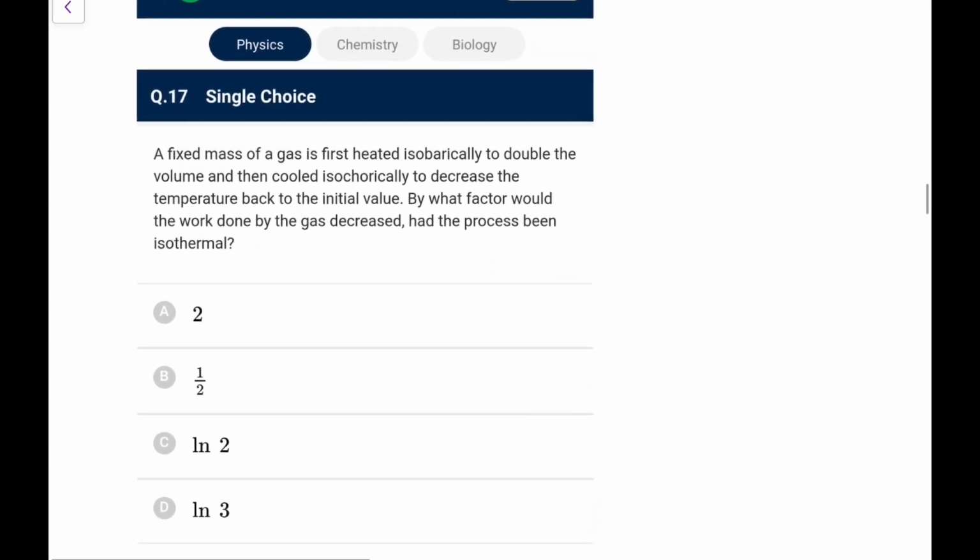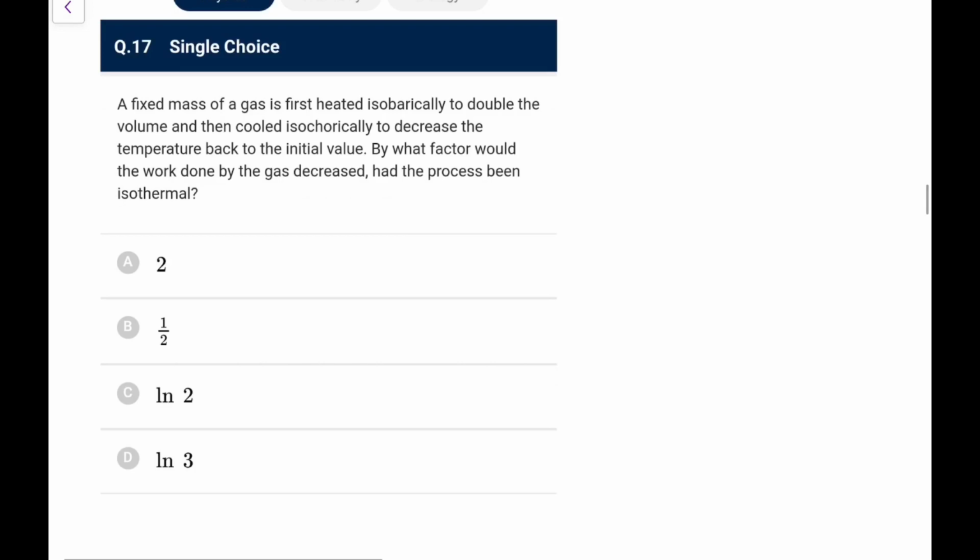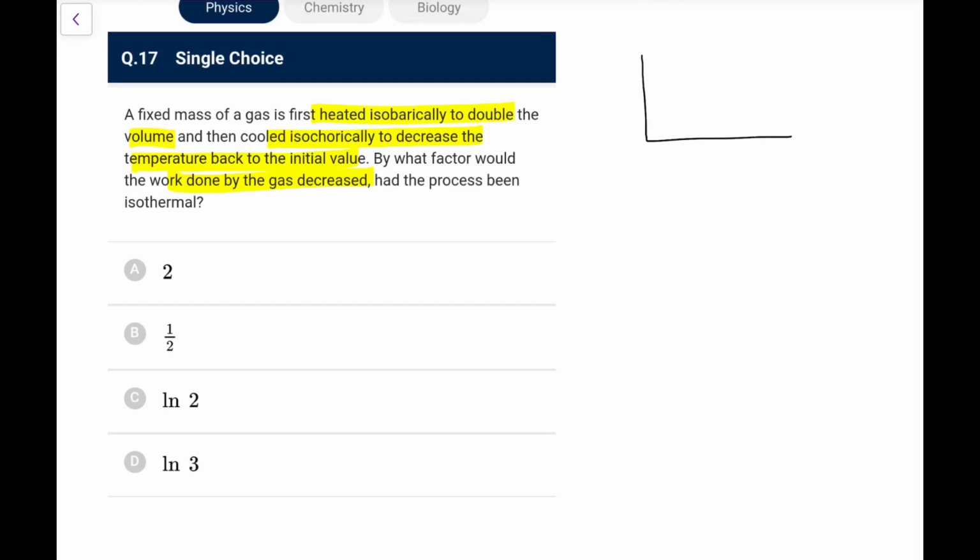Next one. A fixed mass of a gas is first heated isobarically to double the volume and then cooled isochorically to decrease the temperature back to the initial value. By what factor would the work done by the gas decrease had the process been isothermal? So here it's something like this. What we have, first heated isobarically to double the volume. So let's say like this. This is from V0 to 2V0.